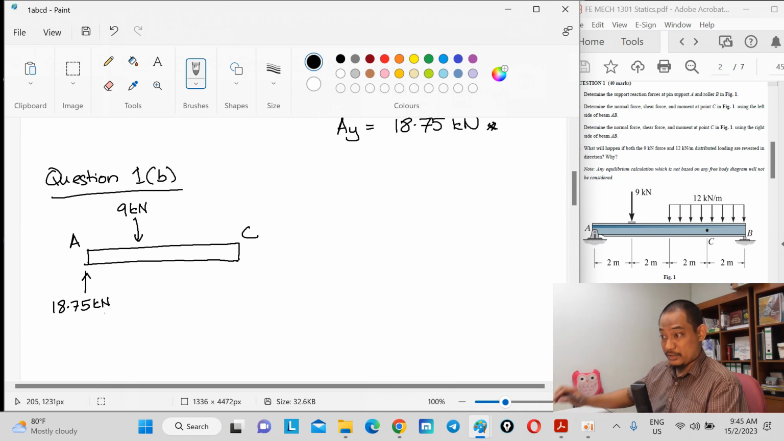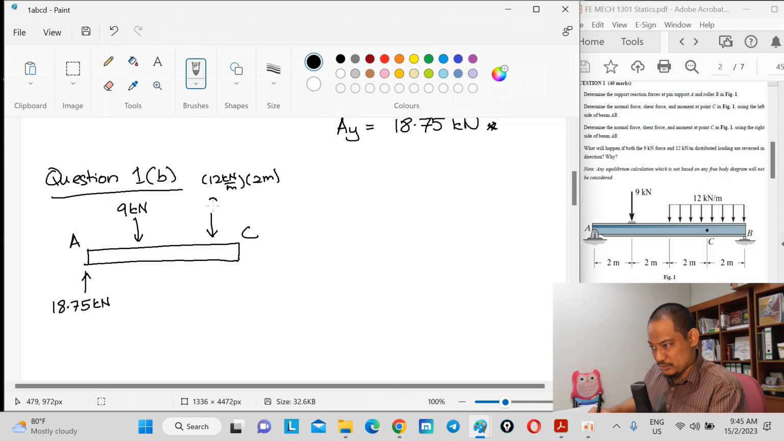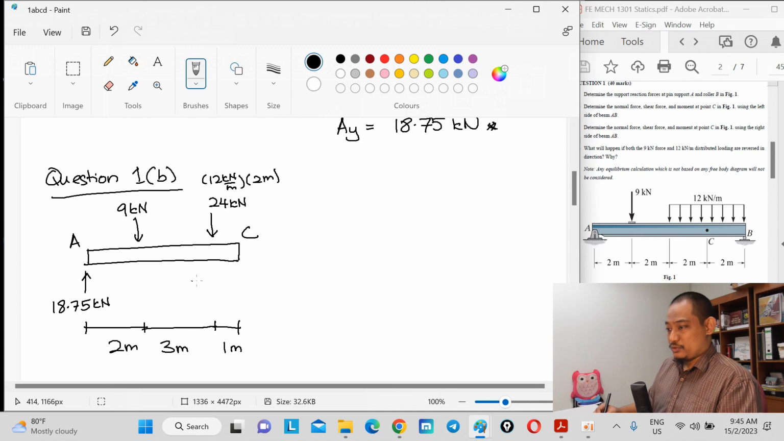And then you have the distributed loading here within this 2 meter distance, and it should be at the middle of that distance, so it should be something like this. If you calculate, it's 12 kilonewton per meter times 2 meter, which becomes 24 kilonewton. Now the distance here is half of 2, which is 1. So this is 1 meter, this is 2 meter, and hence this is 3 meter, because it's 2 plus 1. So that's the free body.